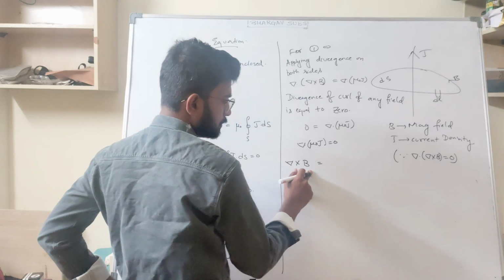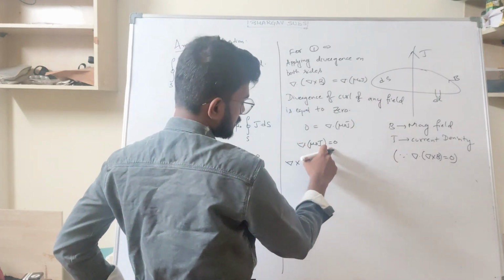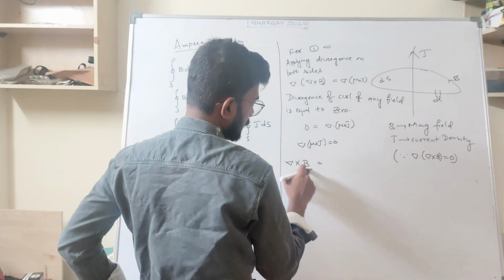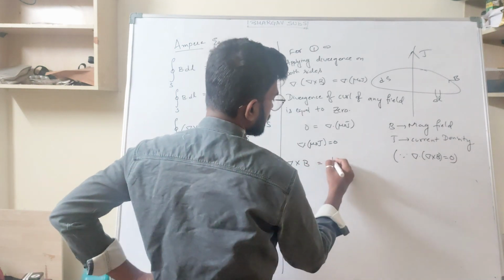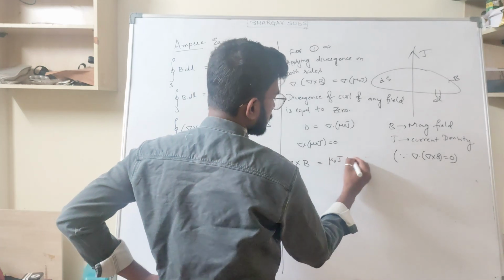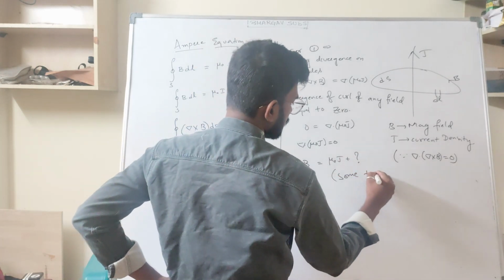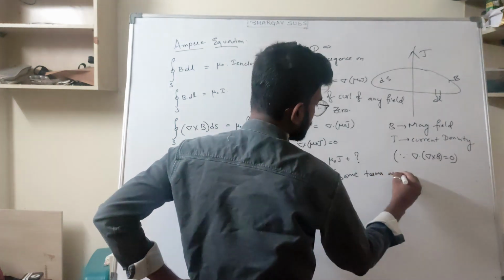Curl of B, after applying divergence I got 0. Okay, so if I apply, the curl of B is mu naught J plus some term is missing here. Okay, some terms are missing.